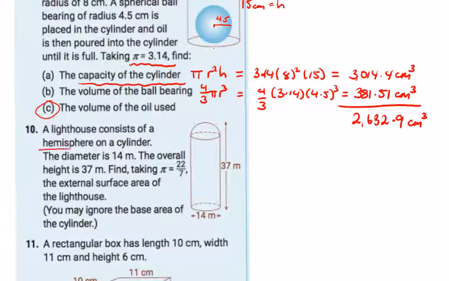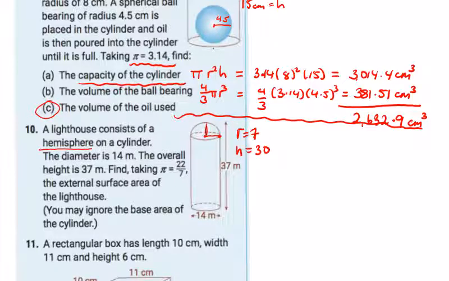A lighthouse consists of a hemisphere. Just underline the shapes. We're not really worried about the diagram. It's just the measurements, the formula. So we've got a hemisphere on a cylinder and the diameter is 14. Now, that means my radius in here is 7 for both. So r is equal to 7. The overall height is 37. So that means that the height of the cylinder is 30, because that's a radius as well going that way. So we have 30 along here.